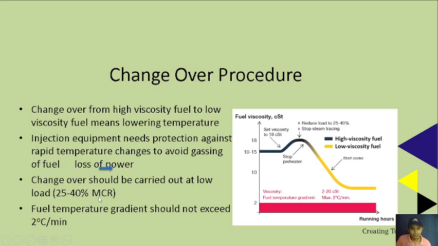So you reduce the maximum continuous rating to 25 to 40%, and the fuel temperature gradient should not exceed 2 degrees Celsius per minute. So every time you turn the changeover valve, you should always remember a 2 degrees Celsius change in temperature per minute. That's to prevent the gassing of the fuel.